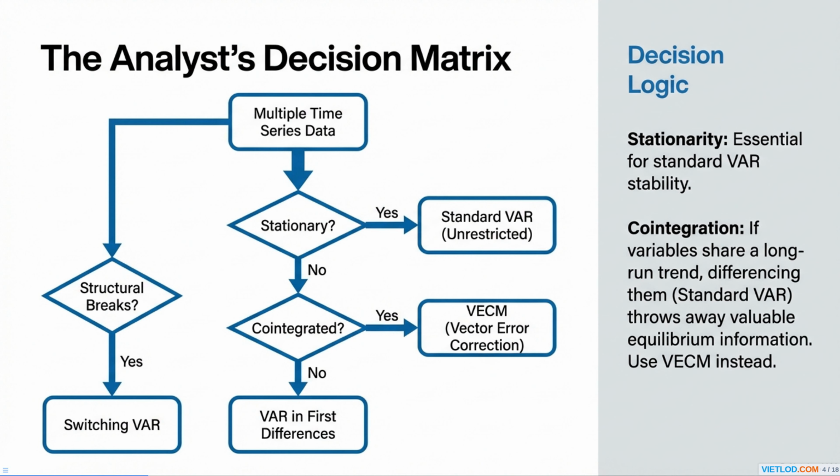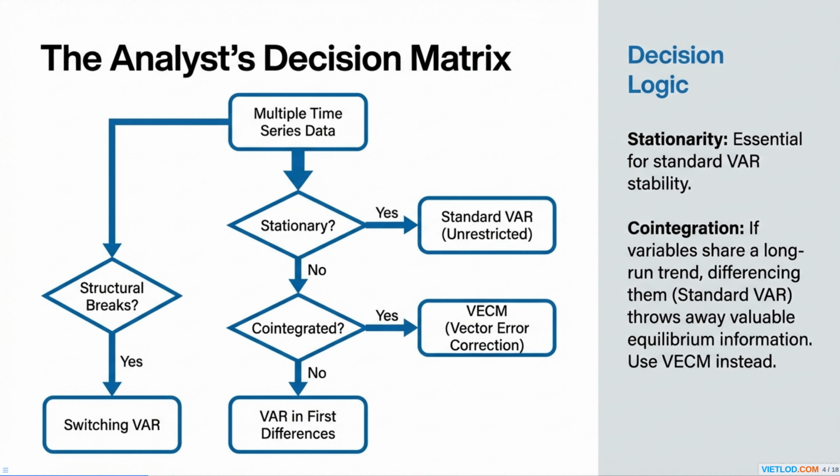If your multiple time series data is found to be non-stationary, the next step involves checking for structural breaks. If structural breaks are present, a switching VAR model is often the most appropriate choice to account for different regimes or changes in the data's underlying process. However, if there are no structural breaks and the data is still non-stationary, you then need to test for co-integration. Co-integration means that your variables share a long-run trend.